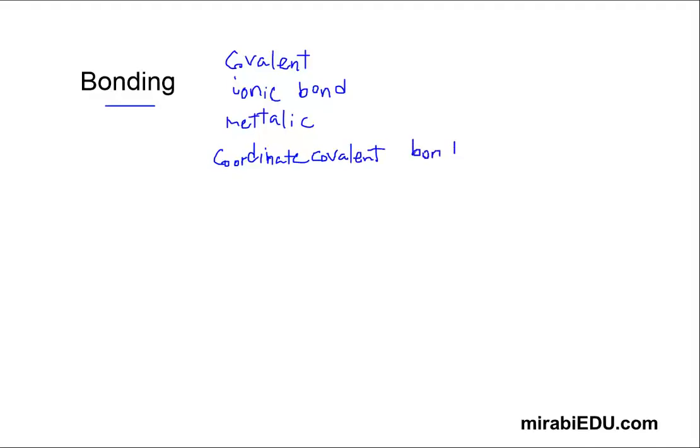Okay, I want to explain a bit about these different types of bonds in chemistry. Let's talk about ionic bond first. Ionic bond is formed when we have a strong metal combined with a strong non-metal. For example, sodium becomes an ion and it gives the electron, and the non-metal gains the electron to be an anion.